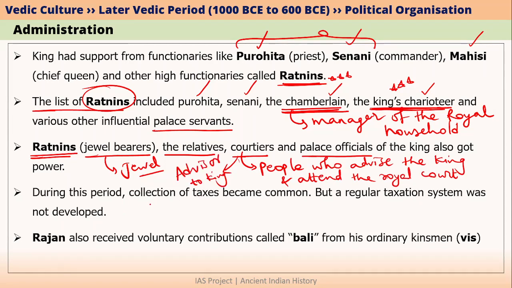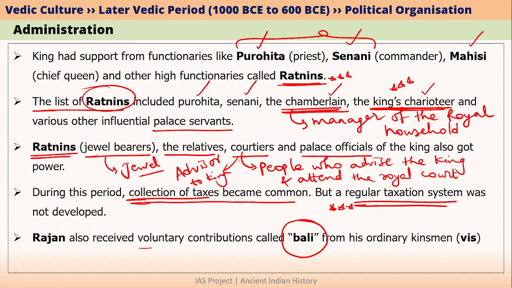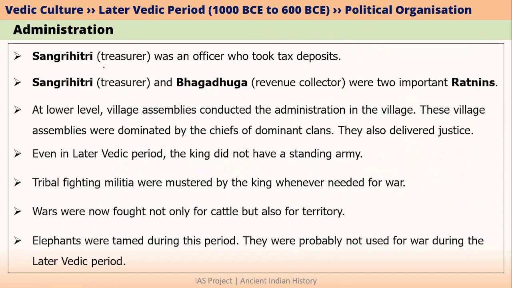In the later Vedic period, collection of taxes also became common. But we must remember that there was no regular taxation system during this period. So there was collection of taxes, but there was no proper taxation system during later Vedic period. We have already talked about Bali in early Vedic period. Bali basically is the voluntary contribution that is given by the people to the king. So this Bali continued even in later Vedic period. So the king or the Rajan received this Bali from the ordinary tribesmen, or we can simply call them as Vis.